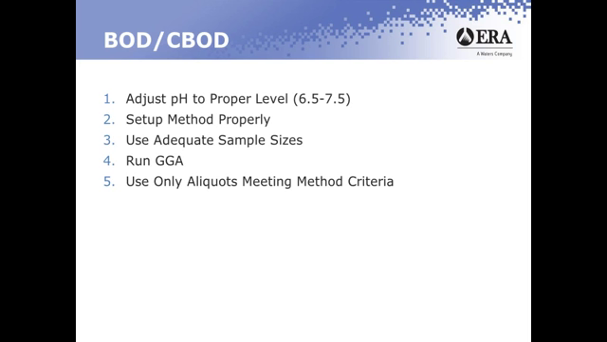We're going to focus our content here on the main areas where things can go wrong that can negatively impact your analyses. The first of which is to make sure that you adjust your pHs to the proper level. You also want to make sure that you set up your method properly. You want to use adequate sample sizes. It's quite important to make sure that you run a GGA standard and only use aliquots meeting your method criteria when you're calculating your BOD numbers.